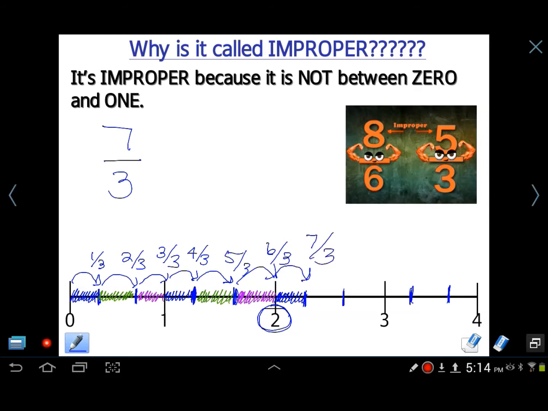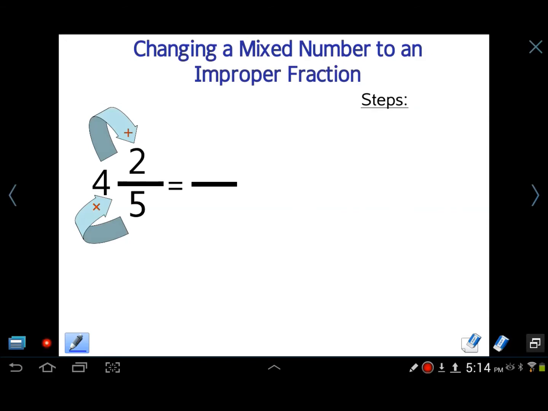So that's a little bit of a description of what an improper fraction is all about. It doesn't fit in that region between 0 and 1. That's essentially what we're talking about. Okay, now let's get into how to change all this.